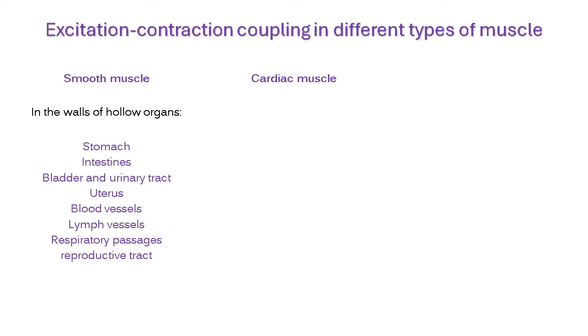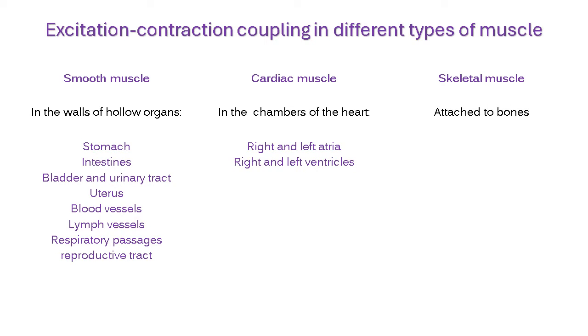Cardiac muscle is found only in the heart, where it is responsible for contracting the heart's chambers to eject blood into the circulation. Skeletal muscle is attached to bones throughout the body and contracts to bring about locomotion. For example, when we walk, raise our arm, or talk.